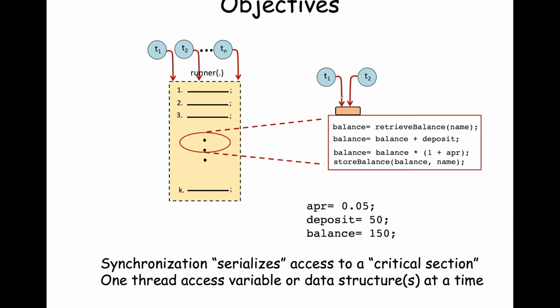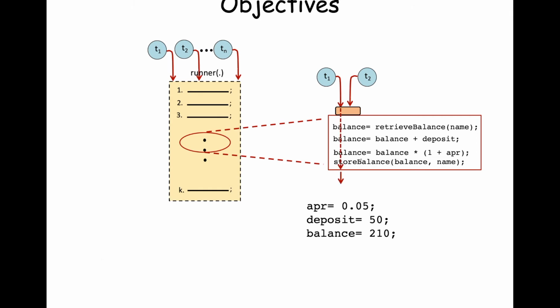So that means only thread 1 can execute in this critical section, all of those snippets of code that modify the balance, or thread 2 can execute in this critical section, but not both at the same time. So what does this serialization mean? Well, if we have thread 1 executing, it comes to this barrier, this special construct for synchronization, and it executes this dotted line within the critical section, and then it resumes after the critical section is done.